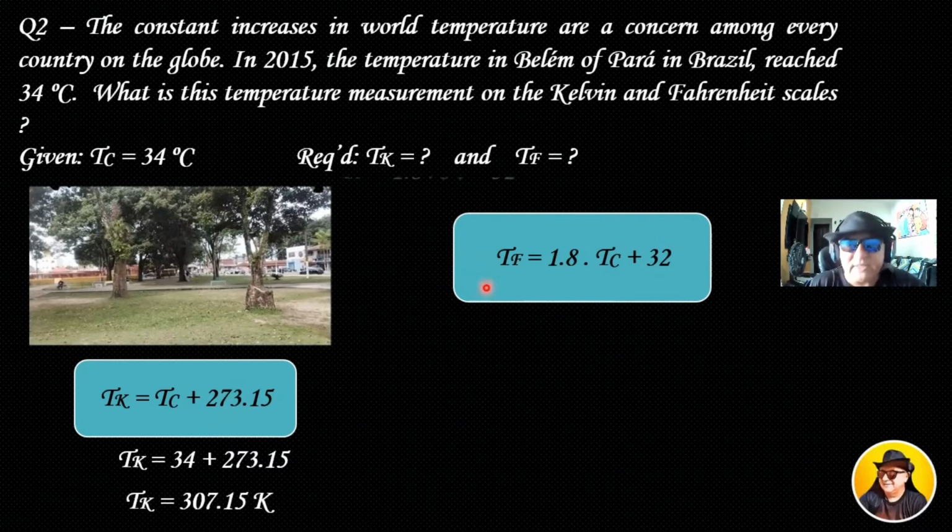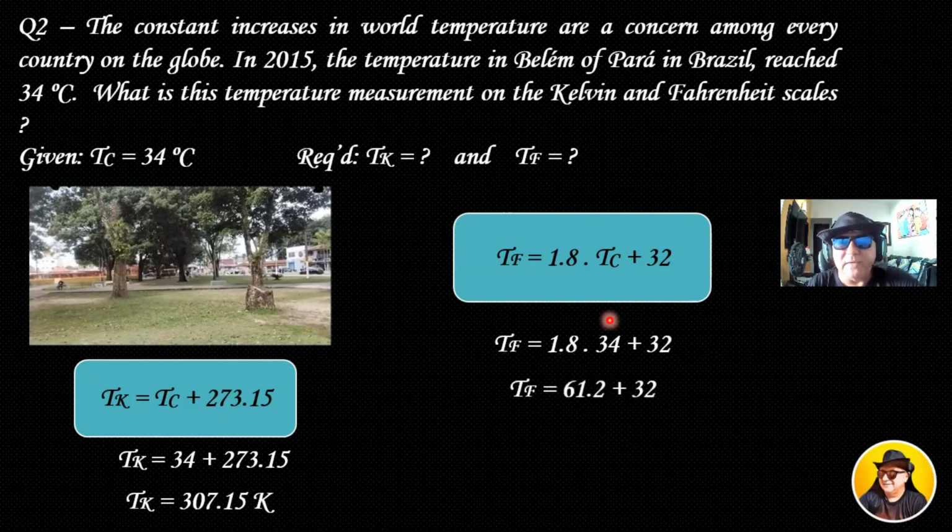Let's find TF. TF is 1.8 times 34 plus 32. As I told you before, 1.8 times 34 is going to be done first. So multiplications first. So 61.2 is the result, plus 32. So TF is 93.2 degrees Fahrenheit. Okay, so pay attention. TC is 34 degrees Celsius. TF is 93.2 degrees Fahrenheit. And TK is 307.15 Kelvin. All right, so far so good.